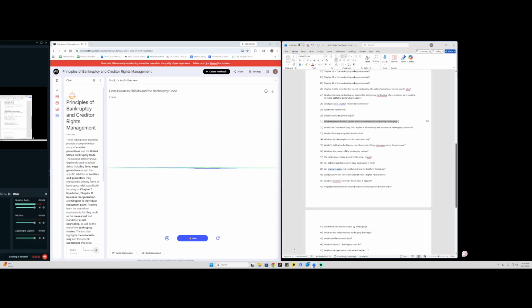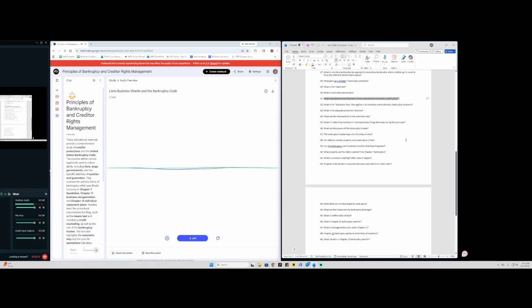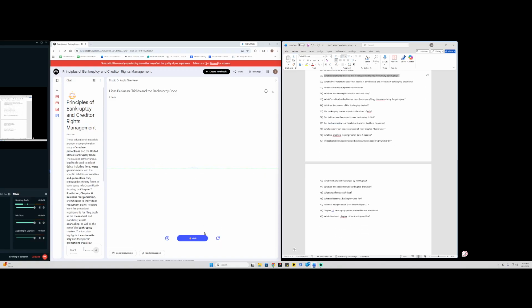Yes, they absolutely can. You are talking about involuntary bankruptcy. This is where the creditors force the debtor into the proceeding. So then what are the requirements to force somebody into involuntary bankruptcy?